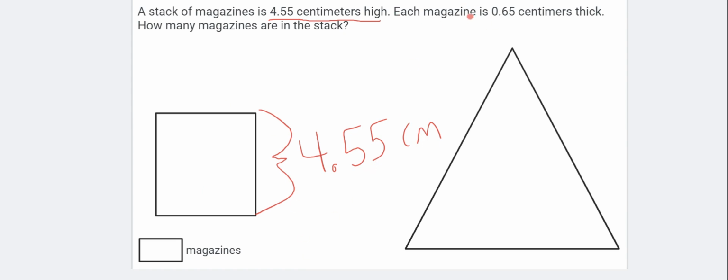Now each magazine is 65 hundredths centimeters thick. How many magazines are in the stack? So I can see here that I have this stack and it's going to be made up of magazines. I'm trying to figure out how many magazines there are in the stack. So I know that there might be a magazine here that's 65 hundredths.